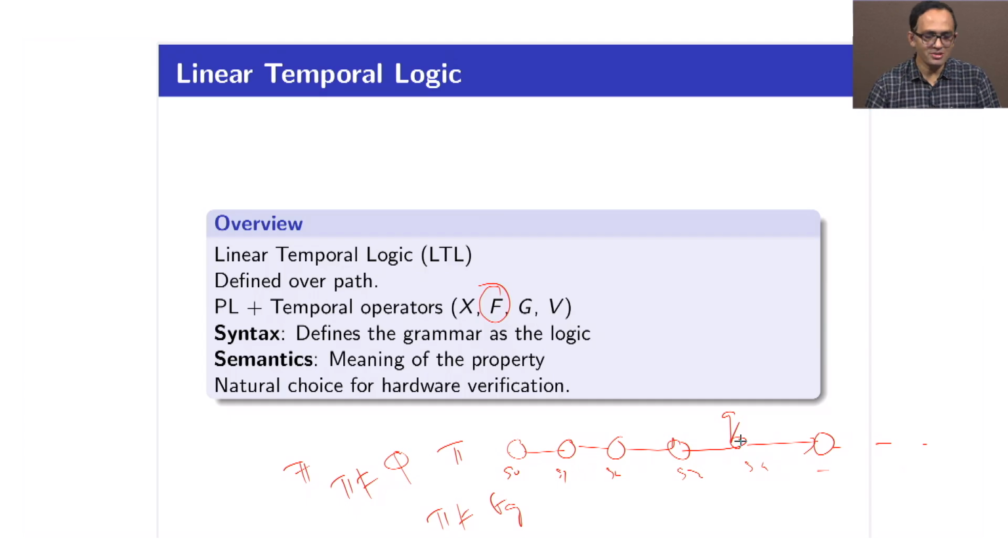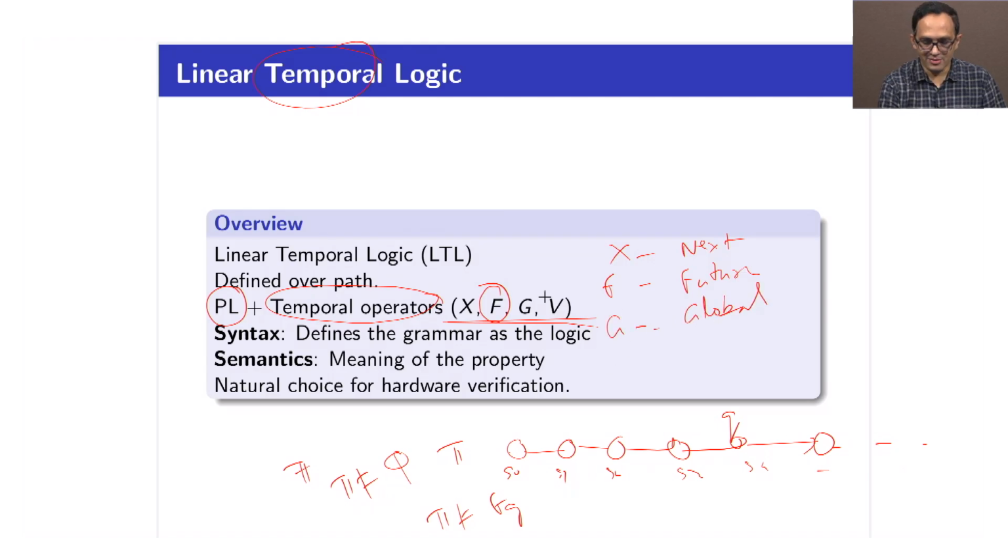I also discussed that temporal logic effectively consists of all the propositional logic plus the temporal operators. In LTL we specifically have four operators, which I have already introduced in previous classes. X is next, F is future, G is global, and this is until.